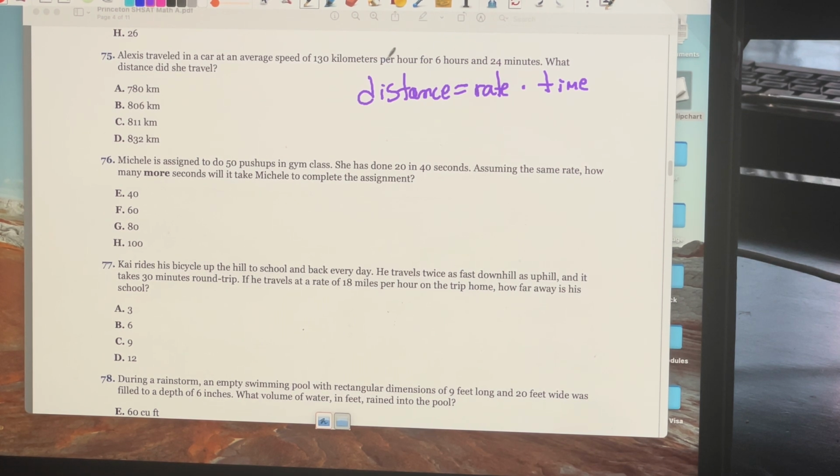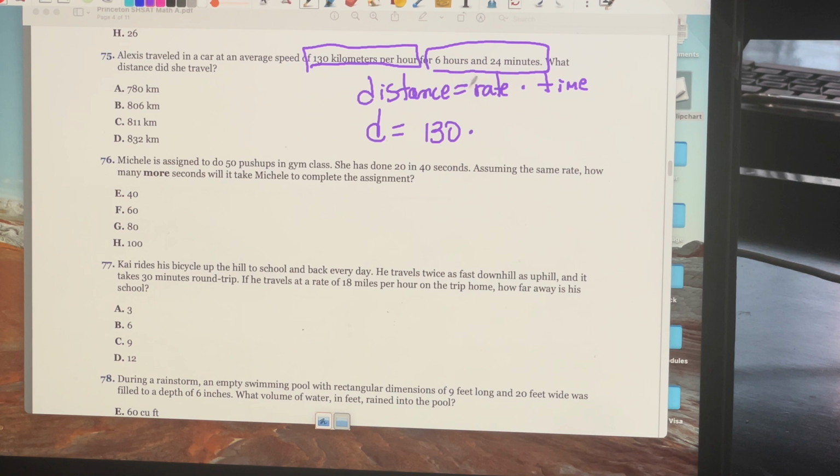The speed was in kilometers per hour, right? So D, our distance, the rate was 130 kilometers times time. So now the problem is the time here is 6 hours and 24 minutes, and you have to write 24 minutes in terms of hours. So you needed to write 6 hours and 24 out of 60. That's what you needed to do, and the rest is just multiplication, right?